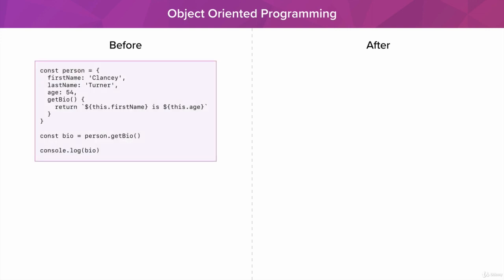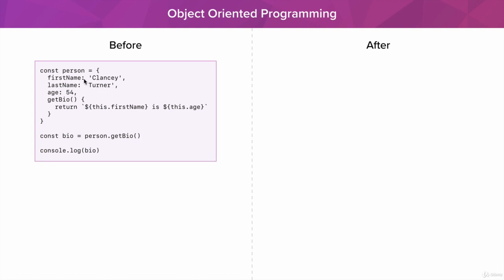Right here, we have some code that we can definitely understand. This is stuff we've done before. We start off by creating a person object. On that object, we have a few pieces of data. We have first name, last name, and age. And we have a single method, getBio. The getBio method just returns a string that's constructed using some of that data. In this case, the first name and the age. So with this data, it would read Clancy is 54.